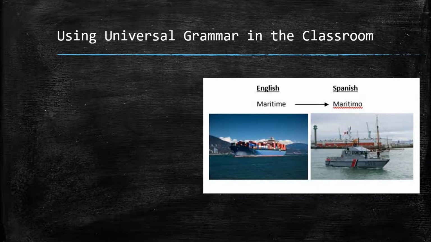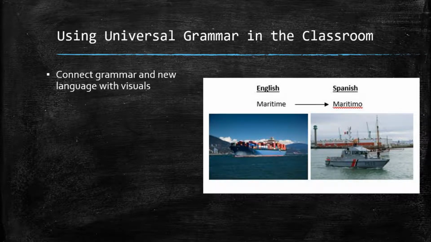But here we are going to recognize that the English version is very similar to the Spanish version, but that the E and the O have changed, and also the pronunciation. But what we have underneath is a couple of pictures, and we'll get into that in just a second. So what we want to do is connect grammar, our new vocabulary here, and new language with visuals. So students are utilizing their first language and converting that to a second language, in this case English. So maritimo goes to maritime, and we're going to show them pictures of what this connection is. So on the left we have a cargo ship that's carrying its load, and on the right we have a Coast Guard vessel. These are two examples of maritime events.